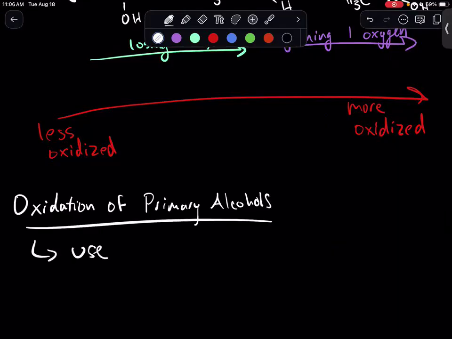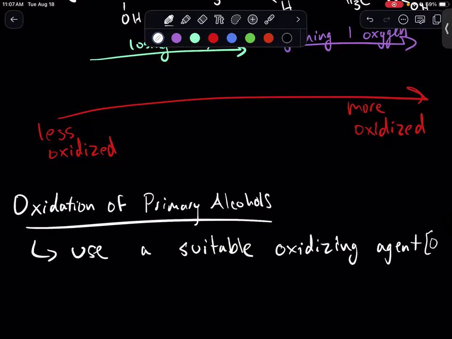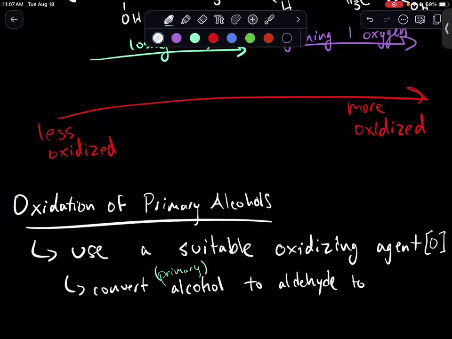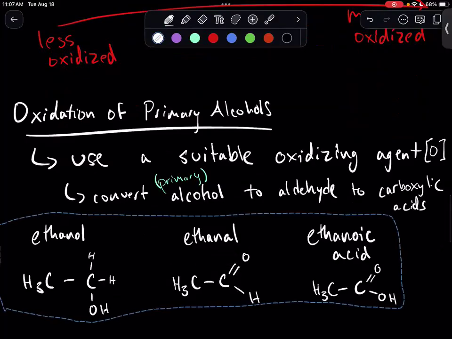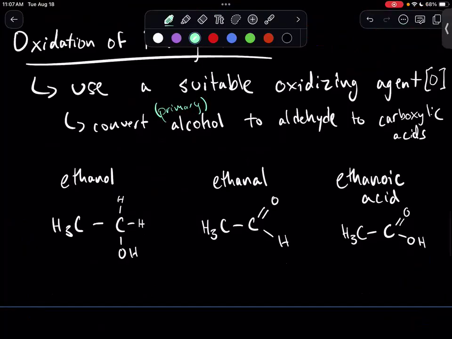The way we do this is we use a suitable oxidizing agent. We'll commonly refer to this as just O in brackets. This will convert alcohol, and remember this is a primary alcohol, to aldehyde to carboxylic acids. So I'll go ahead and paste this back. If we were to use a little bit of chemical formula, we have our arrows to denote a reaction taking place, and we put that bracket O to say this is in the presence of an oxidizing agent.